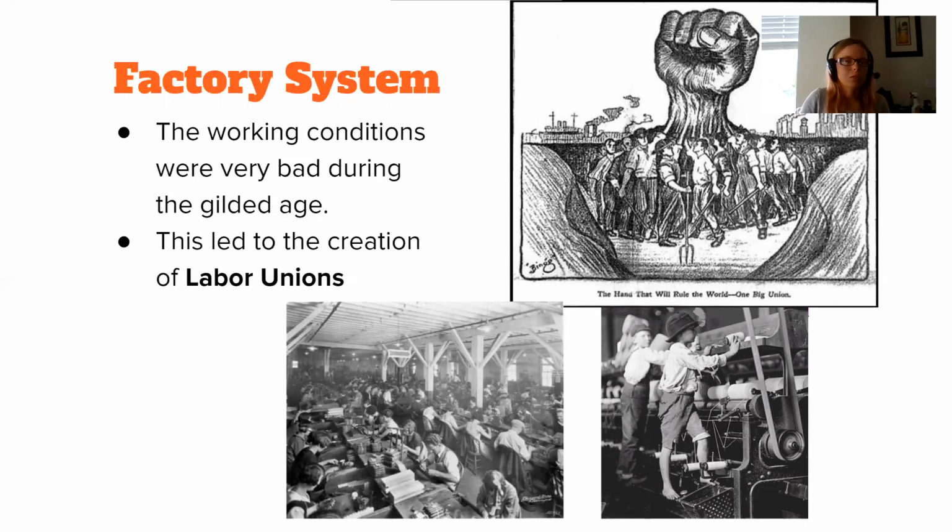Many people died. There were thousands and thousands of deaths in factories during this time period, the Gilded Age, that nobody was really doing anything about. Workers were cheap and replaceable. They were seen as machines.